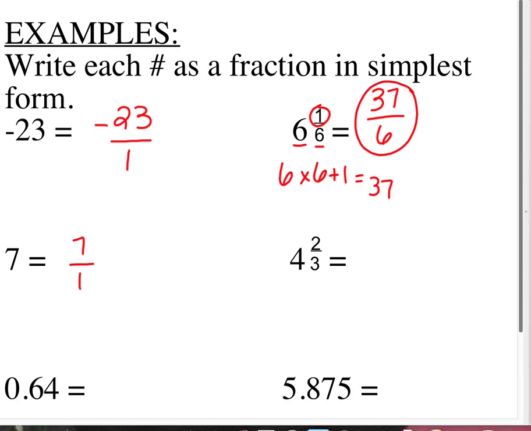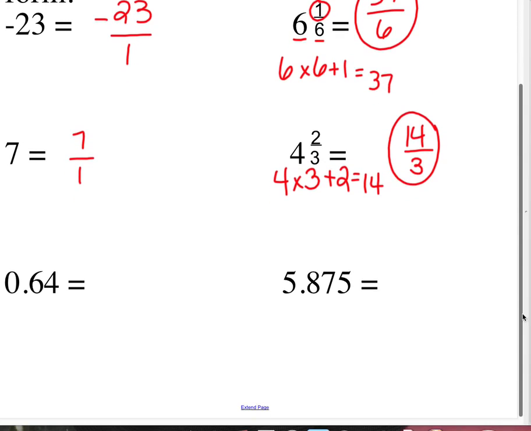Below that we have 4 2/3. So it's 4 times the denominator of 3, that's going to give you 12. Add the numerator of 2, that bumps us up to 14. That's my new numerator. And the denominator stays the 3. Again, an improper fraction, but a fraction nonetheless, thereby classifying it as a rational number.